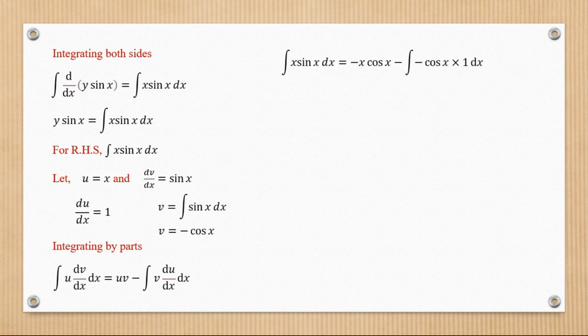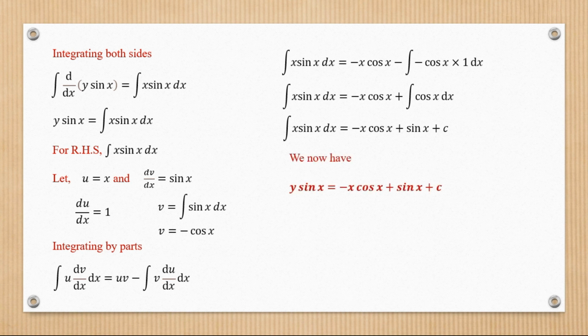So we'll be having negative x cos x minus the integral of negative cos x times 1 dx. Now this negative cancels out with that and we'll have a positive. So this is what we end up with. Next we have to find the integral of cos x, which is definitely sin x. So we have negative x cos x + sin x + c for the value on the right hand side. So now we take this answer back here, and we will have y sin x = negative x cos x + sin x + c.